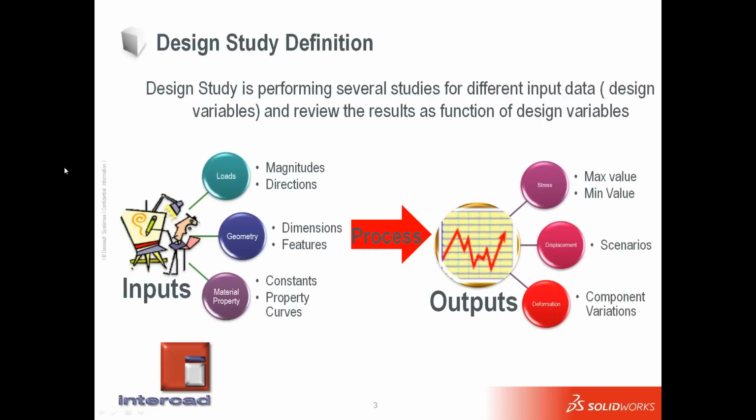Today we will go through two practical examples of design study and optimization. One is on the metal parts and the other on the plastic. Before we start, let's have a review of the design study definition.